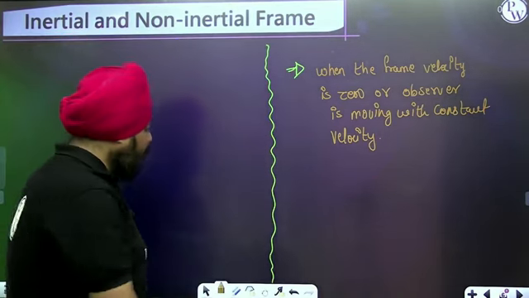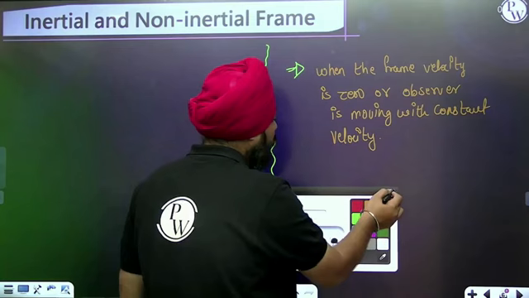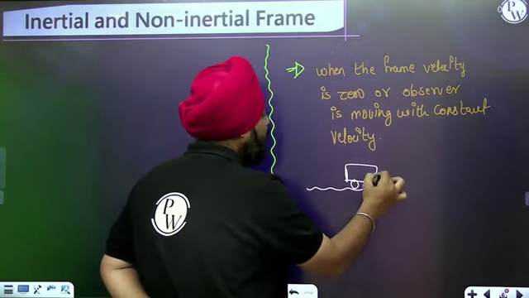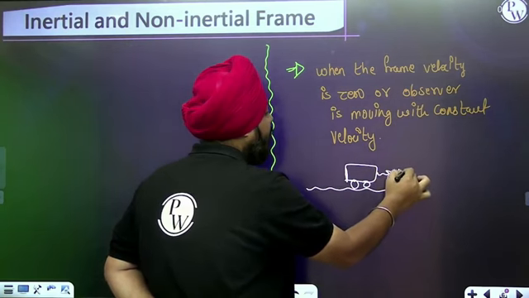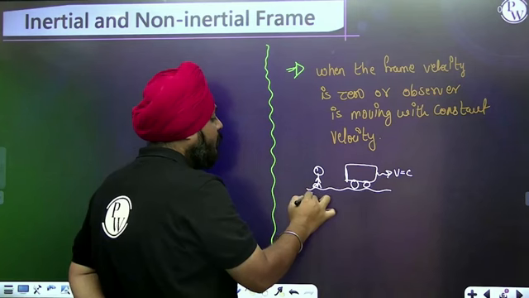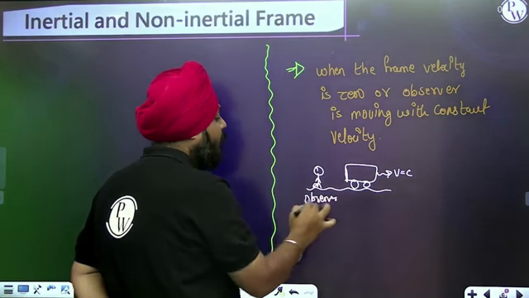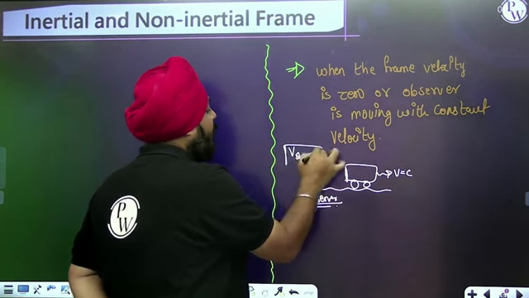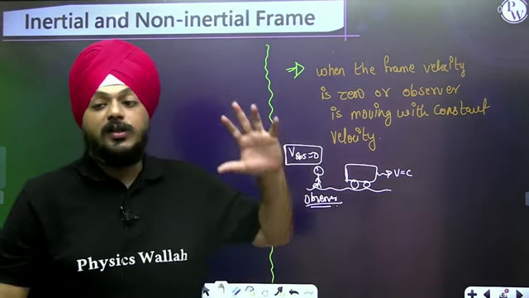What is an example of it? This is a cart. It is moving with some velocity, let's say constant, but here this is an observer. This is the position of the observer. The observer is stationary, the velocity of the observer is 0. Then I must say he is in the inertial frame.